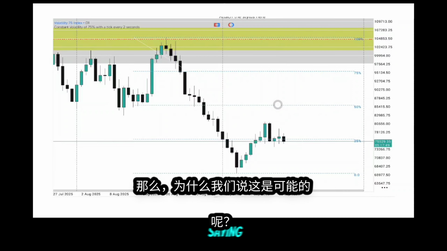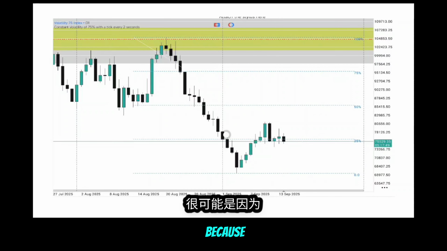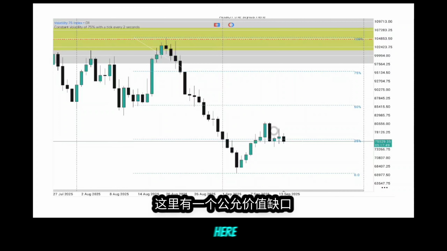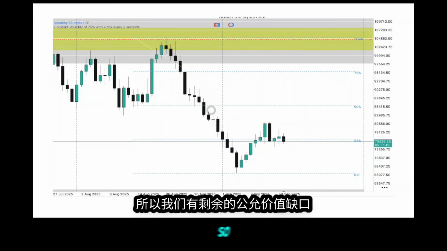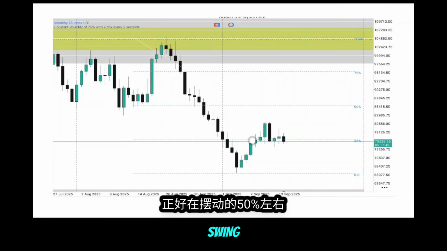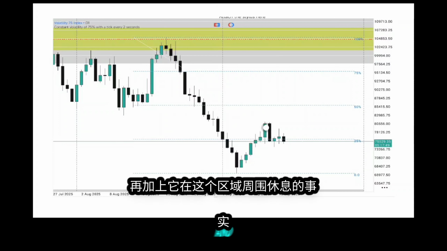So why are we saying that it is likely? It is likely because, coupled with the fact that price has traded into the 25% level in here, we have a fair value gap resting in here. Price dipped into it a little, so we have a remainder of the fair value gap resting exactly around the 50% of the swing.